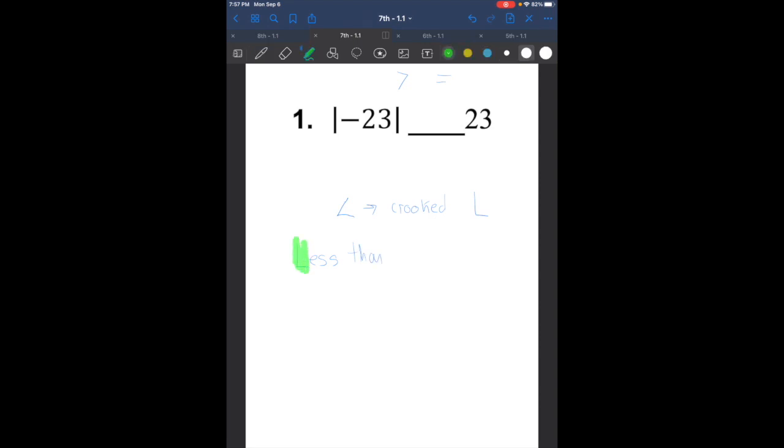So how do you know your inequalities? Well, once you find one, you know the other one. The one that looks like a crooked L is the one that stands for less than. Alright, so now that we know that the L is less than, that means this one right here is greater than, and this one is equal to. So how will we solve this problem?